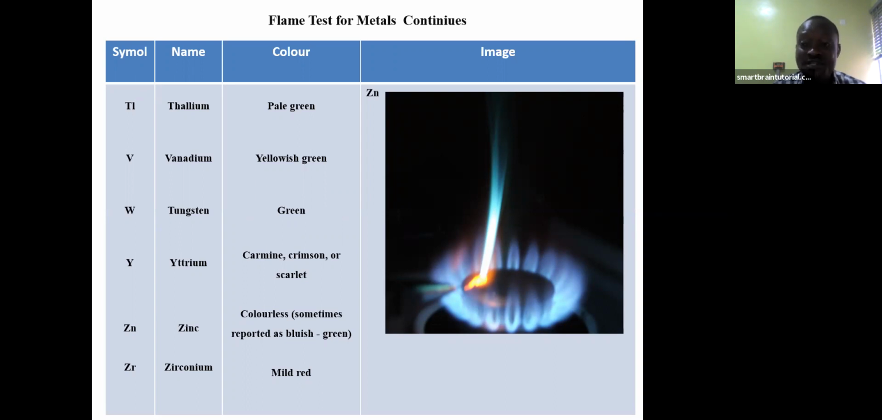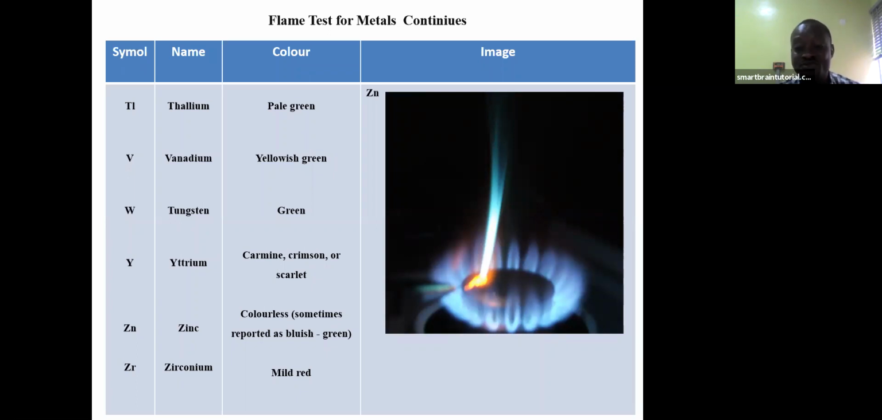Vanadium will give you yellowish green color when exposed to flame test. Tungsten is green also. Then yttrium will give either carmine, crimson, or scarlet, any of these three. Zinc will give colorless, sometimes reported as bluish green.